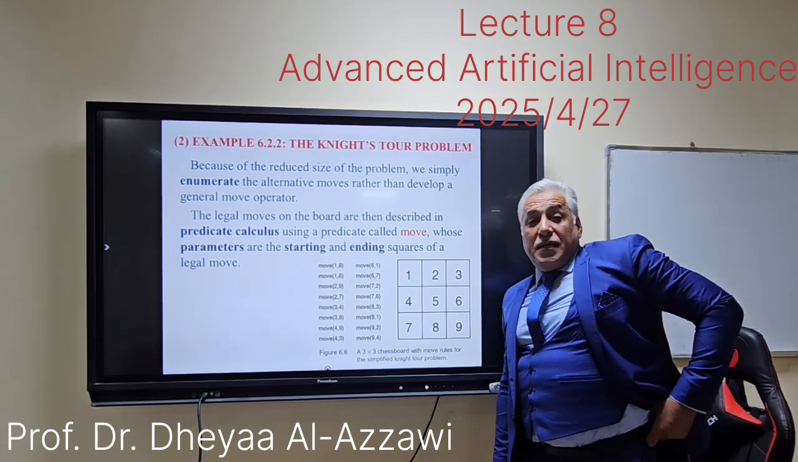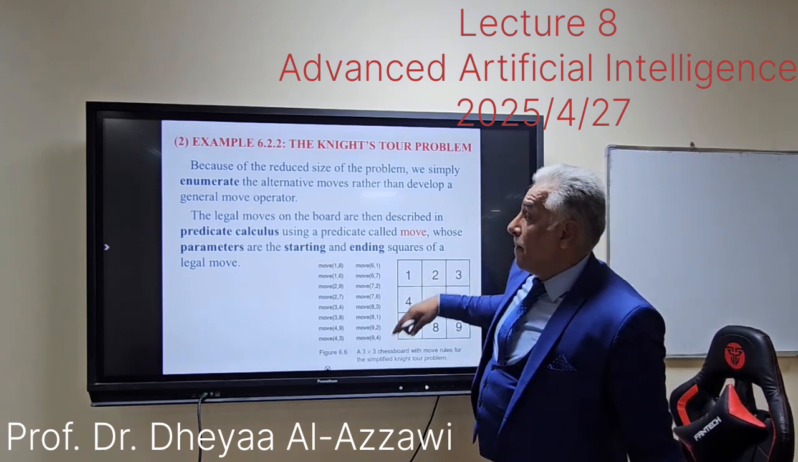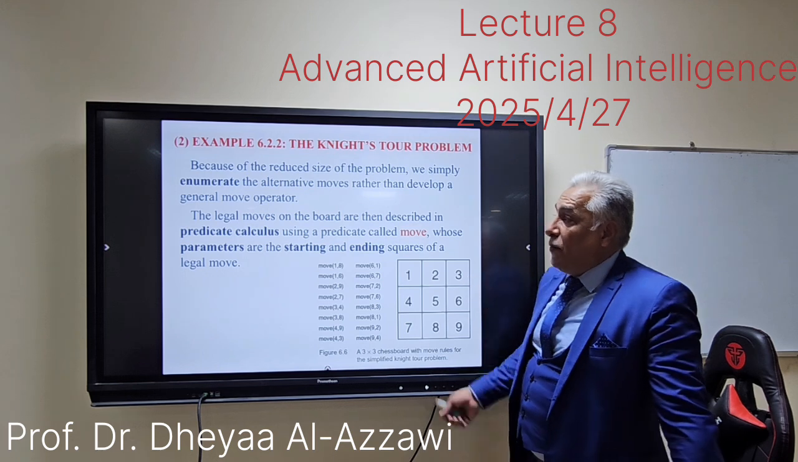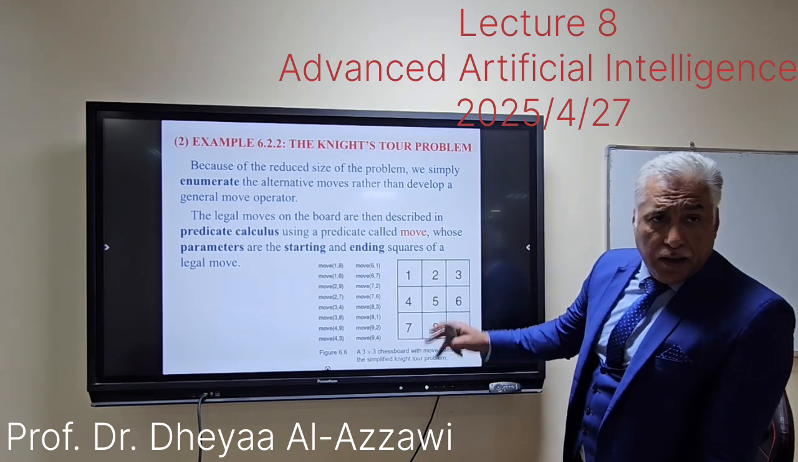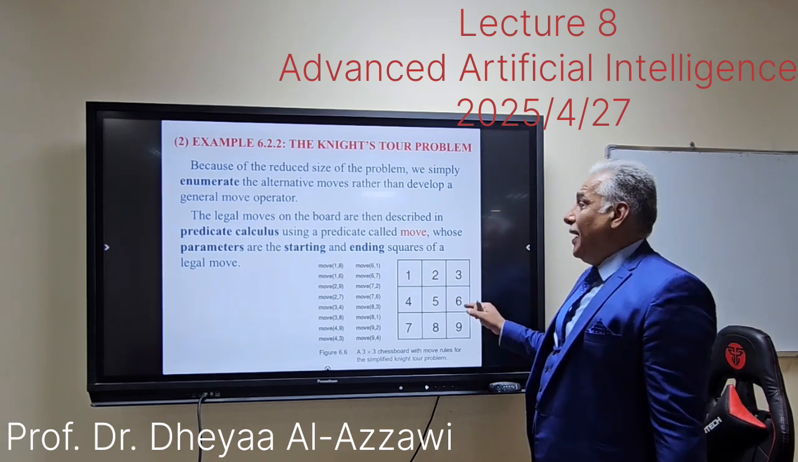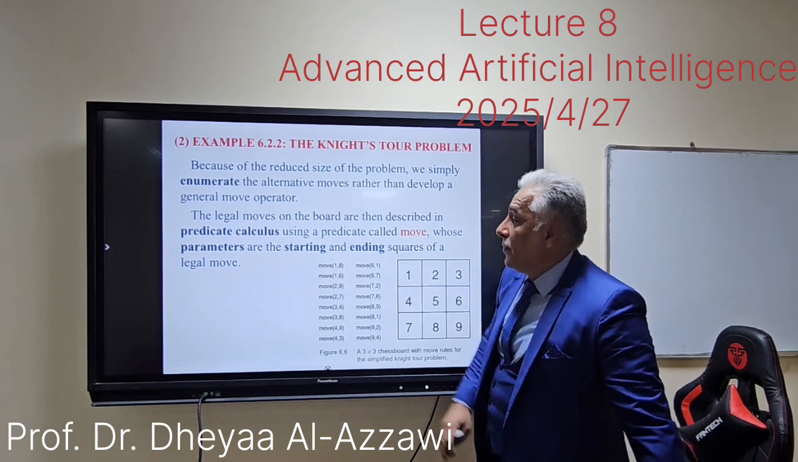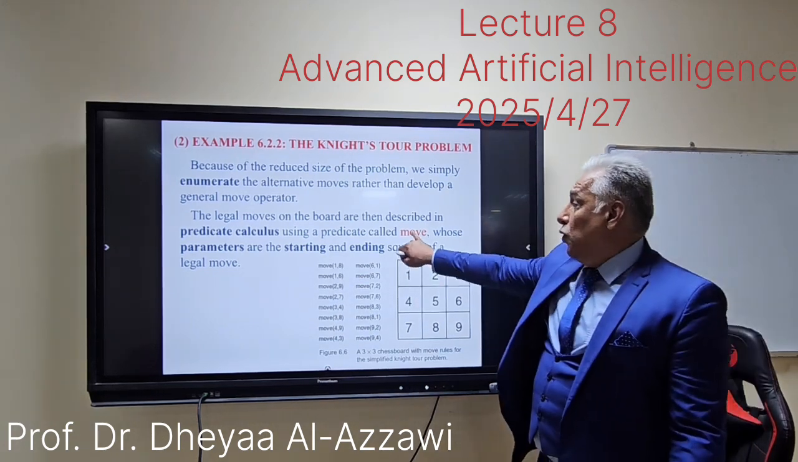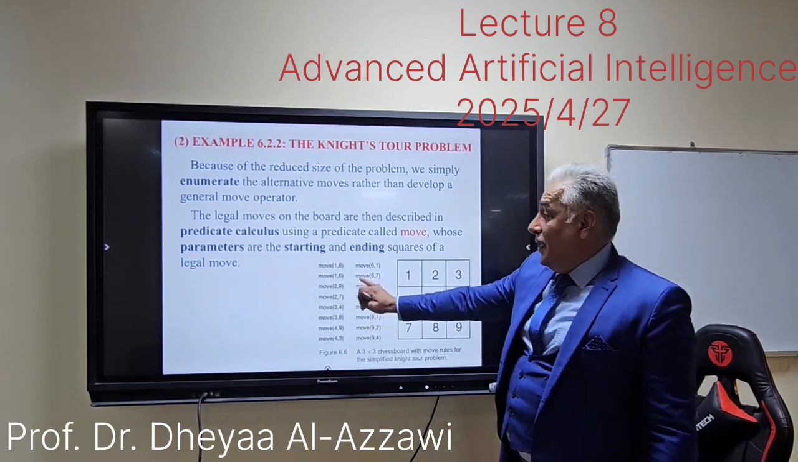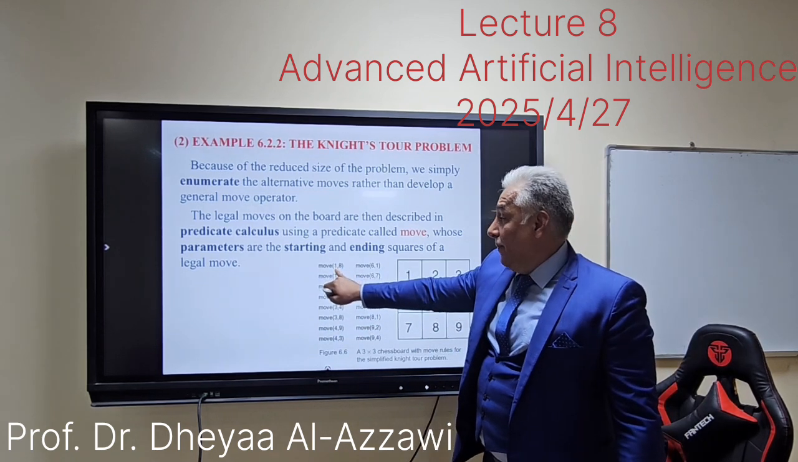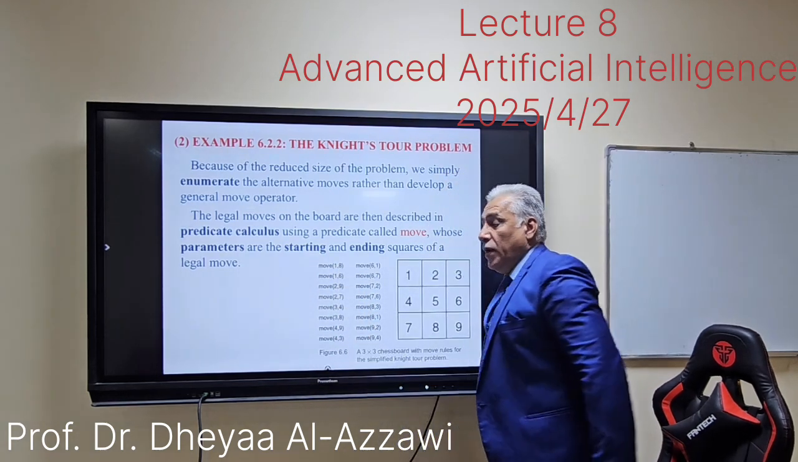Now, because of the reduced size of the chessboard problem, we simply enumerate the alternative moves rather than develop general move operators. The legal moves on the board are described in the predicate calculus, using the predicate called move with the parameters starting point and ending point, for example starting point 1 and ending point 8, a sequence of the legal move.